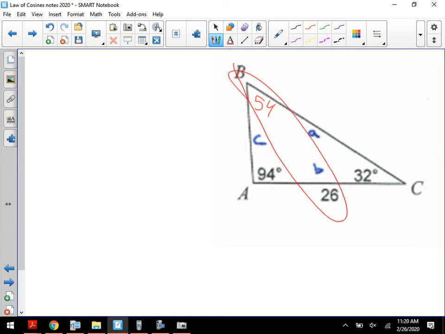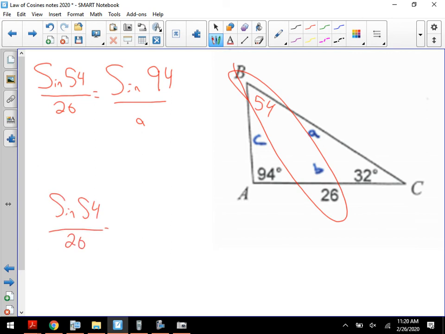Right. Sine 54 is to 26 as the sine 94 is to little a. Sine of 54 is to 26 as the sine of 32 is to little c. Both of these are the ones you have to find, the side lengths, so you're going to do the same algebra, same maneuvering of the fractions to make it work. Exchange-o, change-o, multiply by the denominator.